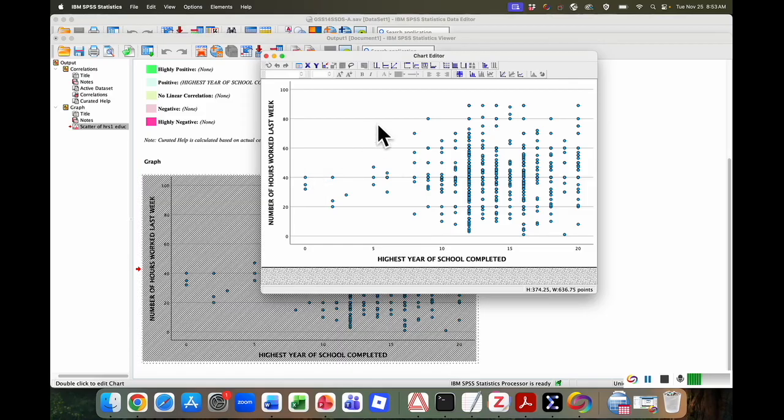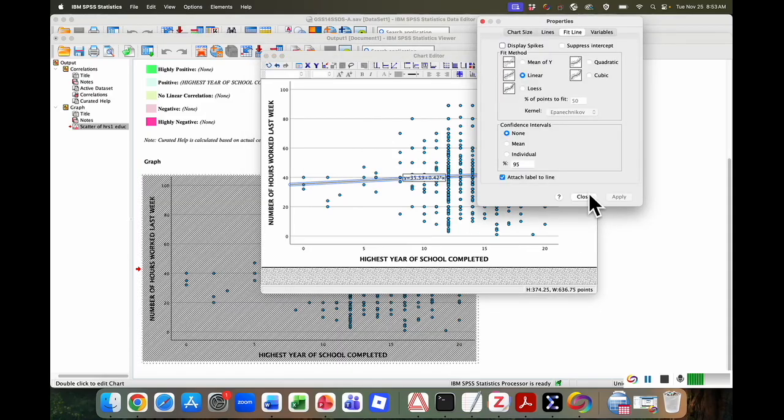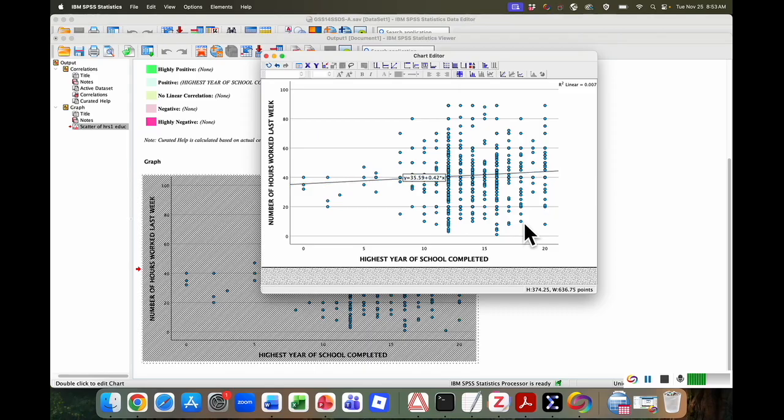If you double click on it in SPSS and go over to fit line at total, again, this is the situation where we can just be happy with the defaults. And we see that there is a very slight but subtle increase in the two. We also see some numbers here that are important. There's an equation here, y equals 35.59 plus 0.42 times x.